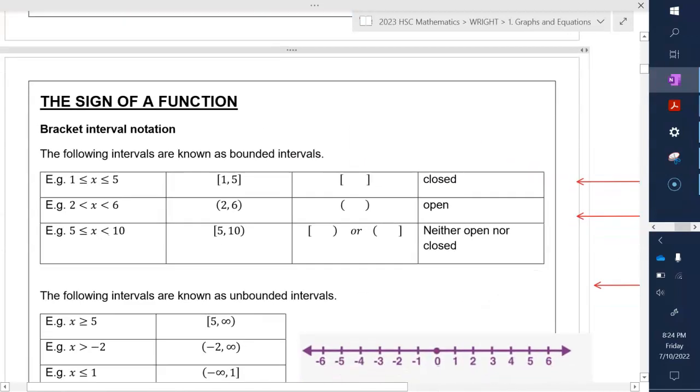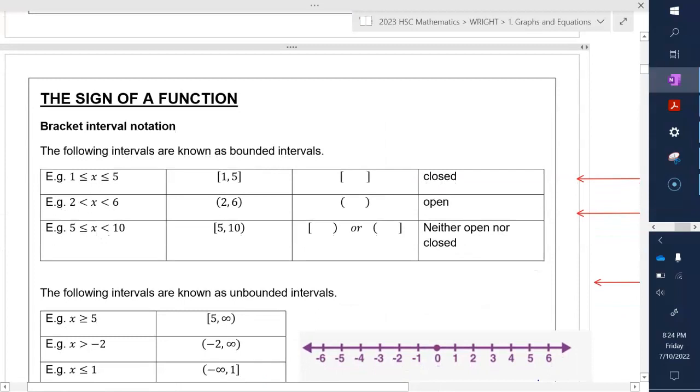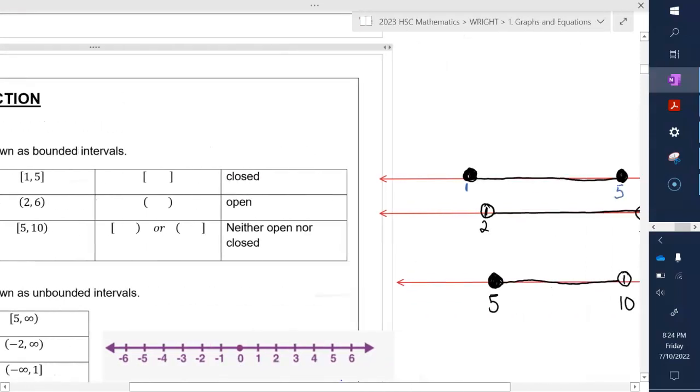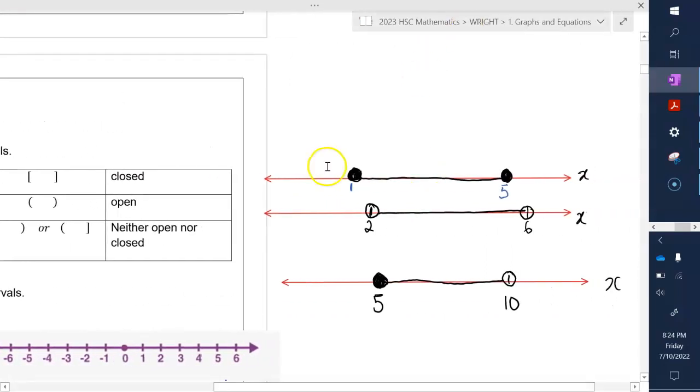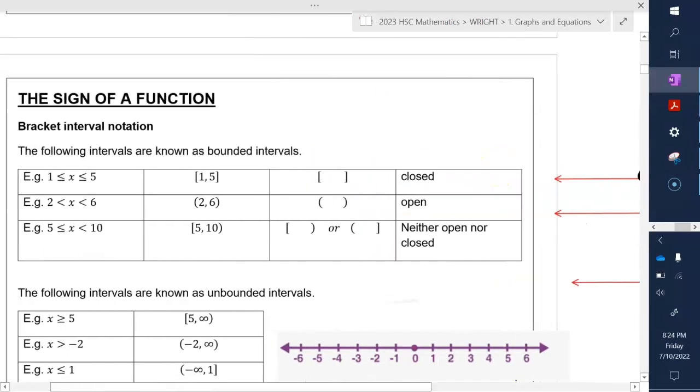So in this case, our values of x can be between 1 and 5, but it can also take on that value of 1 and 5. And that's what that means by it having the equal sign under it. So we close in the dots on our number line.